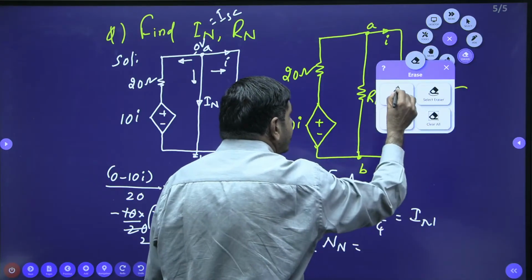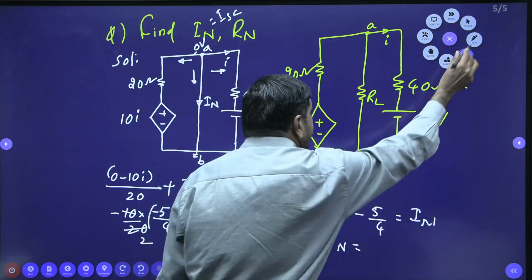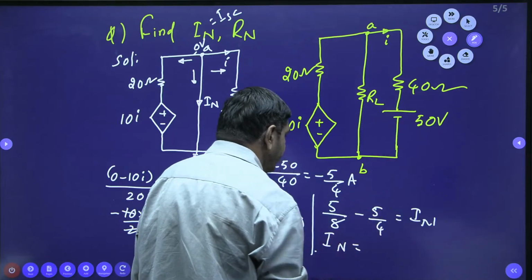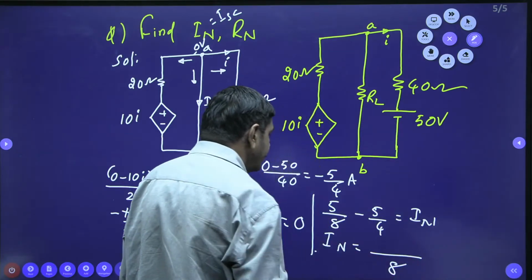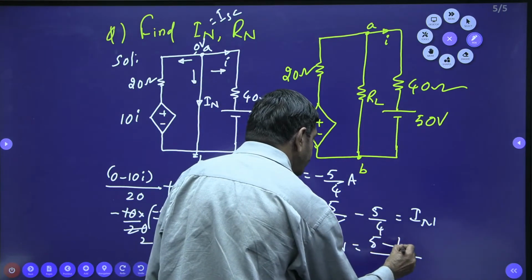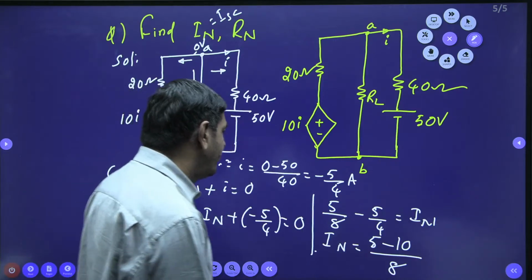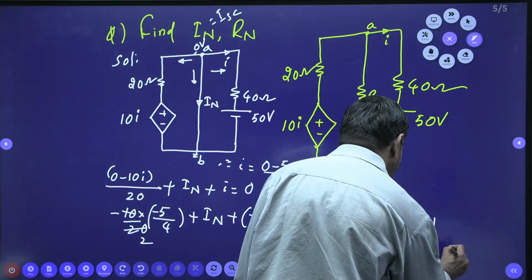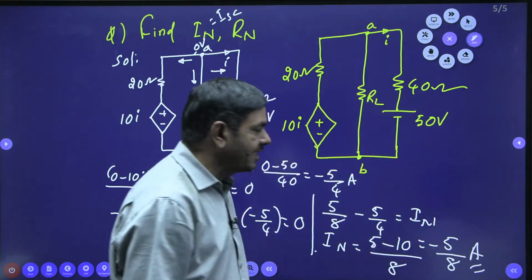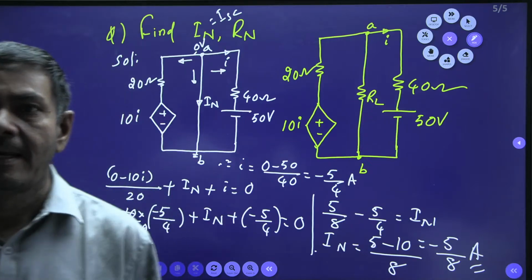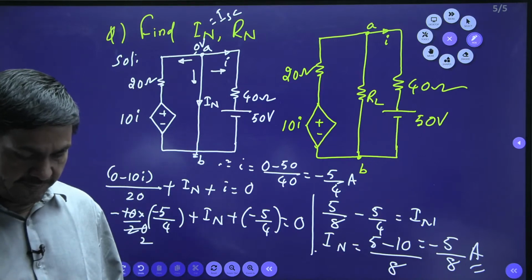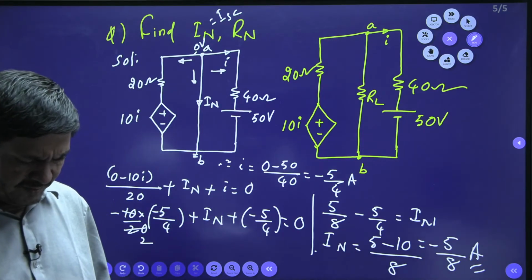I want IN value. How can you measure IN? So I can get directly IN equal to, 8 is LCM here, 5 minus 10, that is minus 5 by 8 is possible. That much amount of the current is passing through this side. So short circuit current equal to minus 5 by 8 only possible here now. That much value possible.